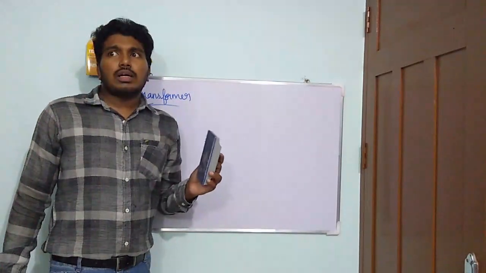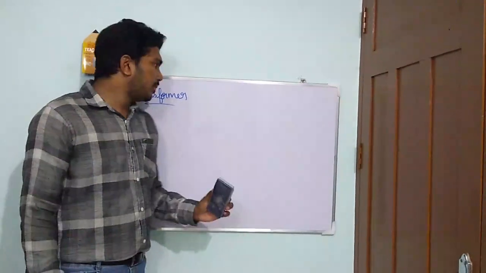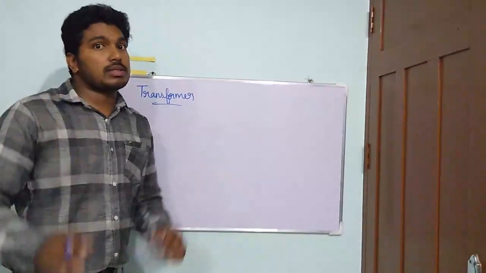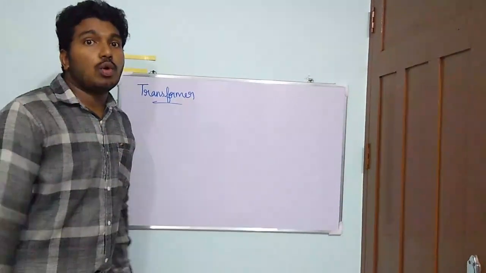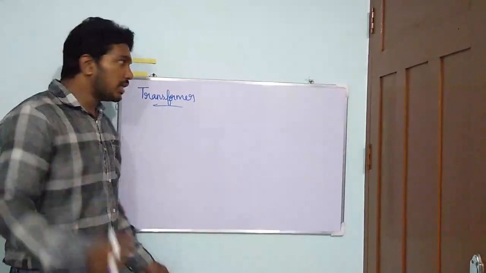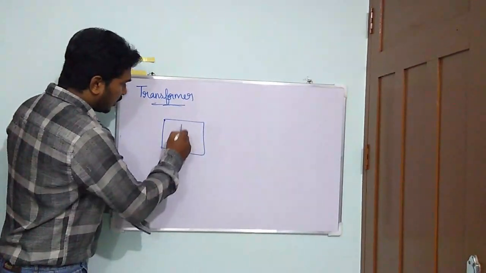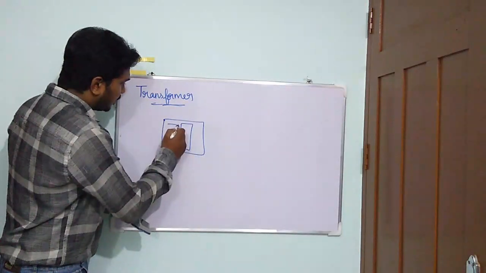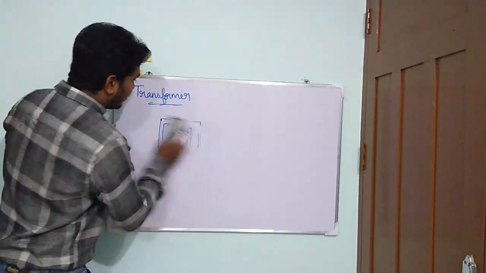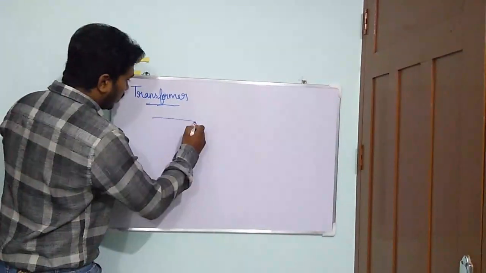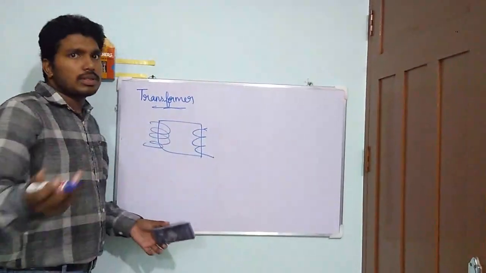Now we make use of that in TVs and everywhere. We can make use of a transformer. So remember, there is no change in the frequency. However, there is a change in the voltage that will occur. So let's see. In a transformer, normally it's one kind of transformer. I'll show you a simpler one, a simple transformer.